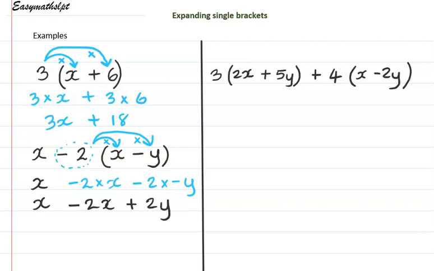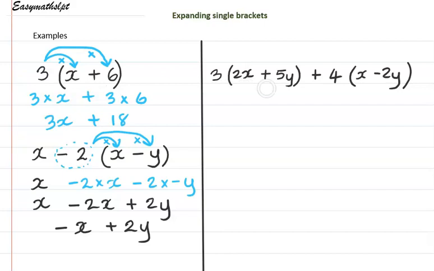Now notice we do have like terms, so we need to collect our like terms. x minus 2x is minus x. We have no more like term to our y, so we write it back. And this is simplified. Now let's look at the final example.